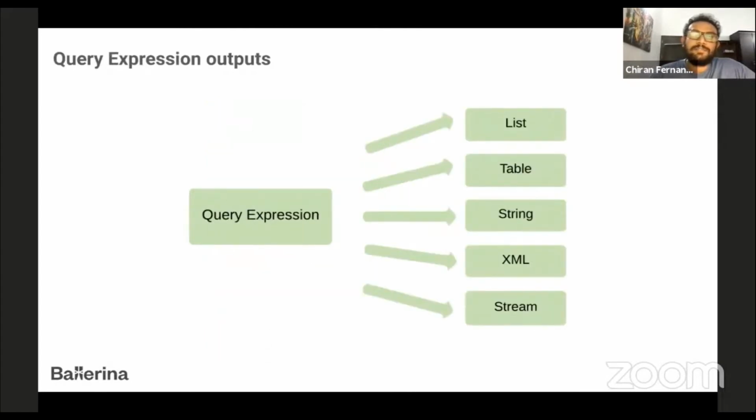Then we'll move on to query expression outputs. Query expressions allow you to generate a list, table, string, XML, or a stream as the output. Therefore, query expressions can be used to transform data from a specific structure to another. For example, let's assume we have a table in the from clause, and we use a query expression, and we can output it as XML.